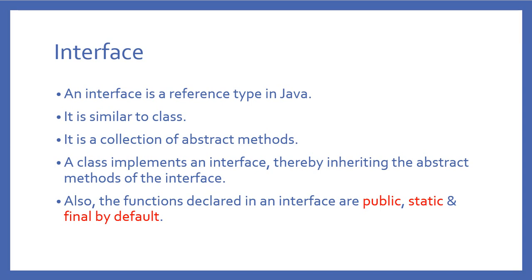So you can define the number of arguments, the type of the arguments, the name of the function, and the return type of the function. That's it, no functionality defined. So that will be the abstract methods. So an interface is a collection of abstract methods. A class implements an interface, thereby inheriting the abstract methods of the interface.